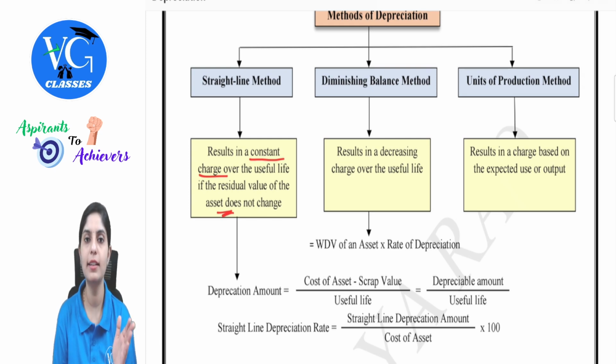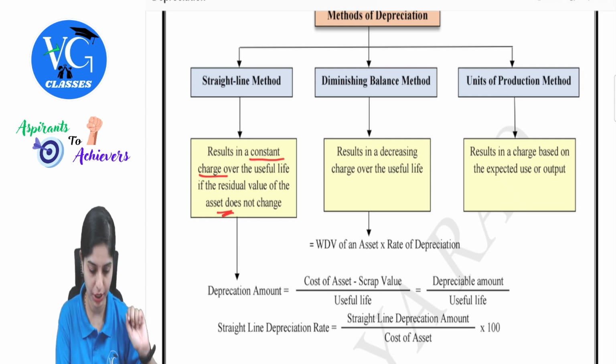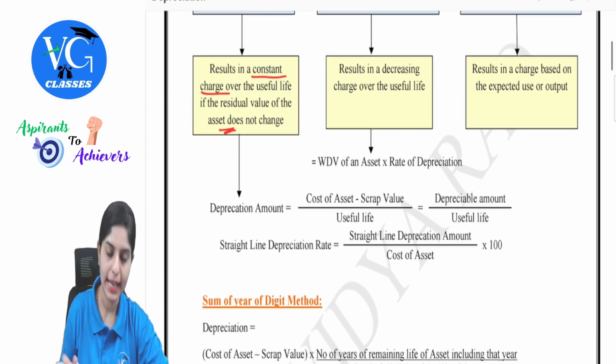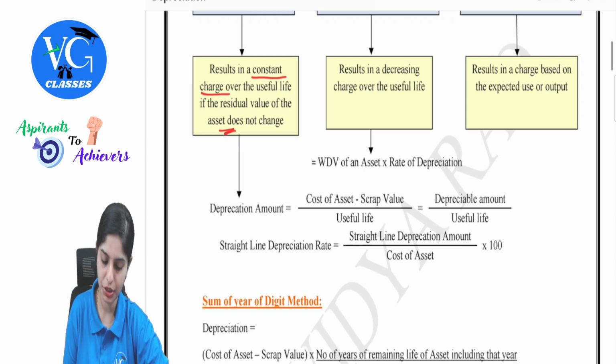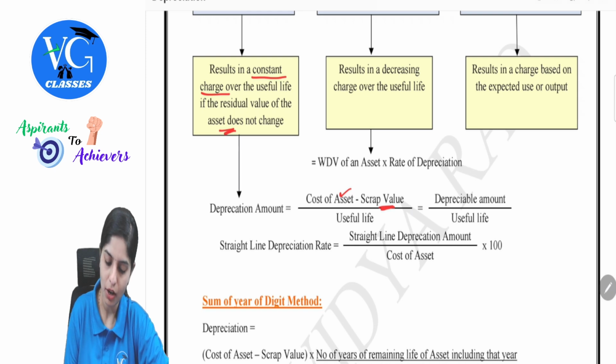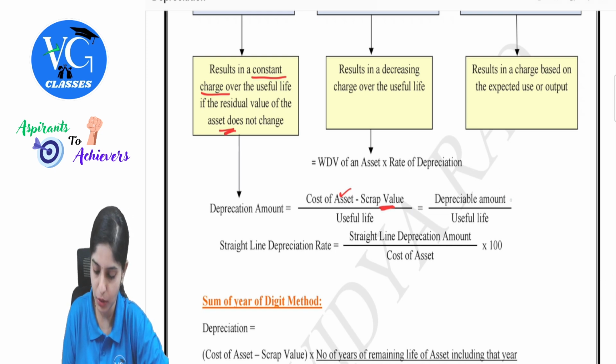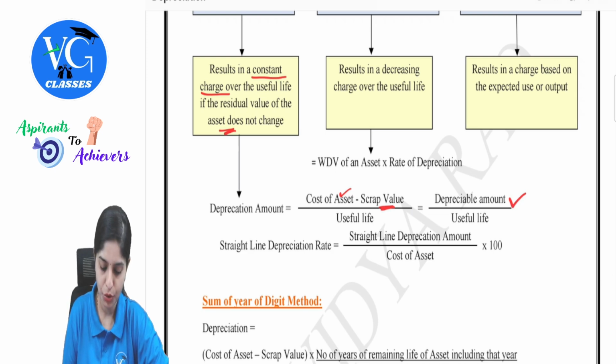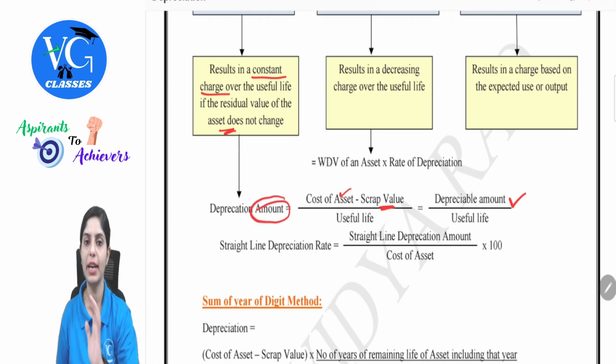So what does it say here? Under straight line method, it will result in a constant charge of depreciation. That is, every year there will be a uniform amount of depreciation or uniform rate of depreciation, provided the residual value will not change. So, how to calculate depreciation? First, depreciation amount: cost of asset minus scrap value, divided by useful life of the asset. Cost of asset minus scrap value is, in other words, called the depreciable amount. So, this divided by useful life will give you the depreciation amount under straight line method.